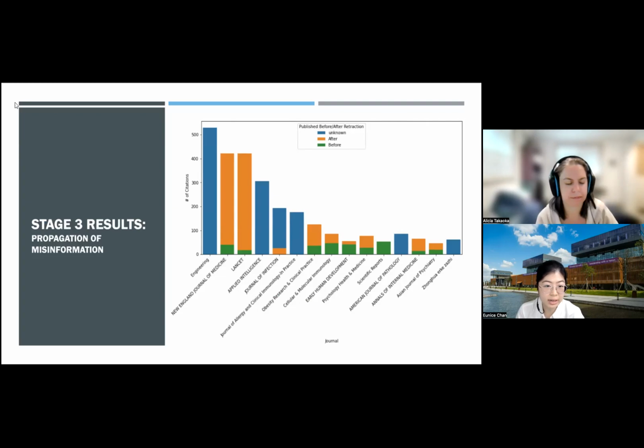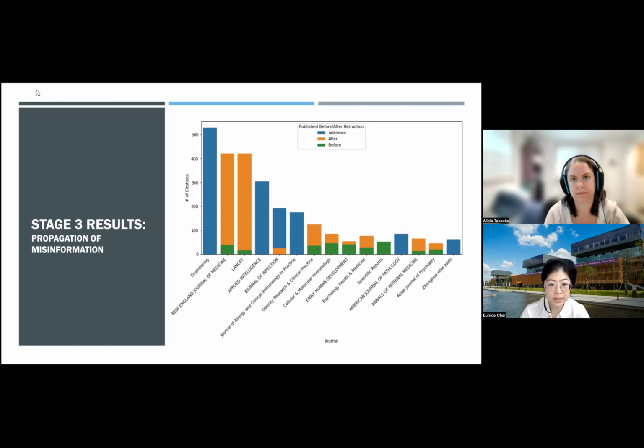And then for stage 3, we did something very similar to what we did for stage 2, but instead of looking at the journal categories, we looked at whether the citations were published before or after the retraction of the COVID-19 article. In the graph on the right, we have the top 15 journals with the most citations, and we broke down the coloring by whether the citations were published before or after retraction.